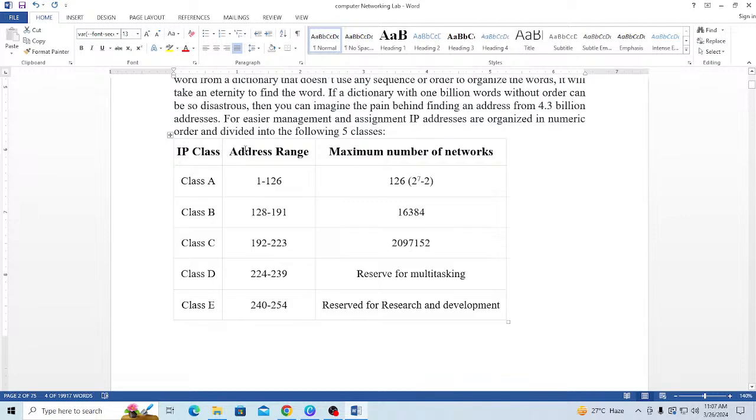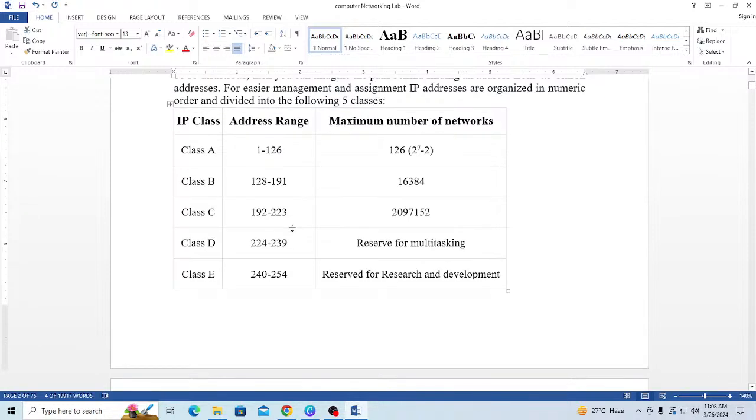The address range is 1 to 126 in class A. In class B, 128 to 191. In class C, 192 to 223. In class D, 224 to 239. In class E, 240 to 254. Like that, each and every class maintains a separate range. Range means it will go from 1 to 126, and the second class takes over from there. Like that, they maintain some distinctions.